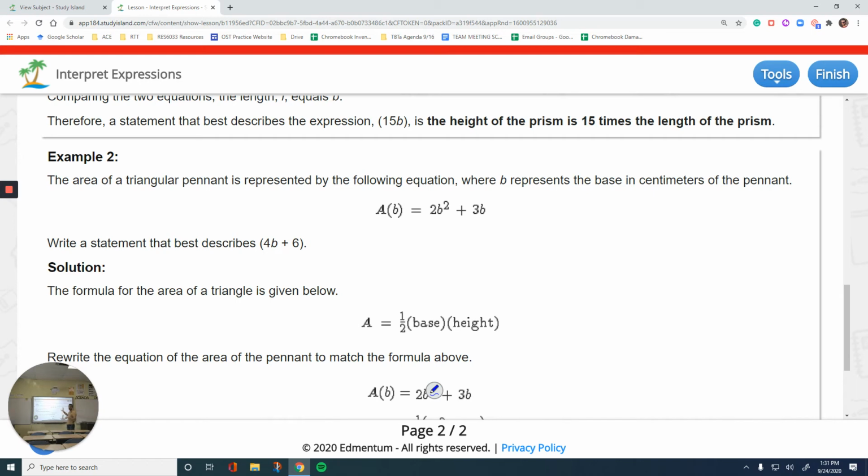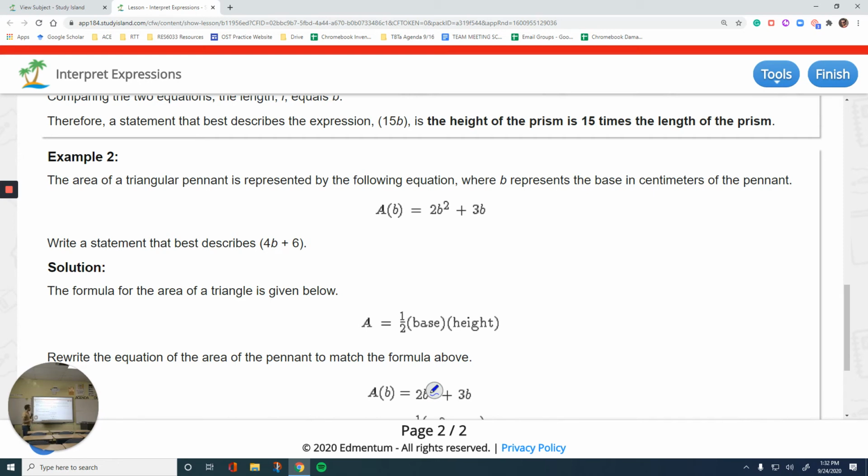Okay, example 2. So this is the second part of the notes. You had 3 examples in the first section. This is the second section, example 2. Now we are dealing with volume formulas, area formulas. We are trying to plug in the expressions, trying to make sense out of what we see in those formulas. The area of a triangular pennant is represented by the following equation, where B represents the base in centimeters of the pennant. Write a statement that best describes 4B plus 6.